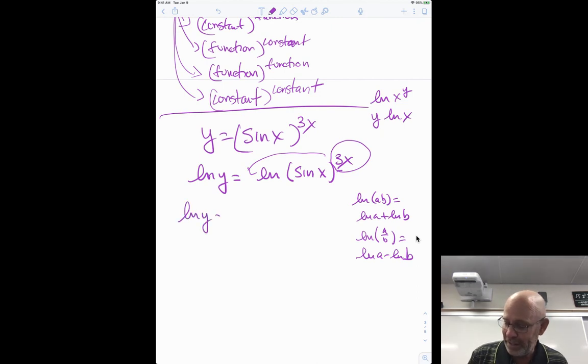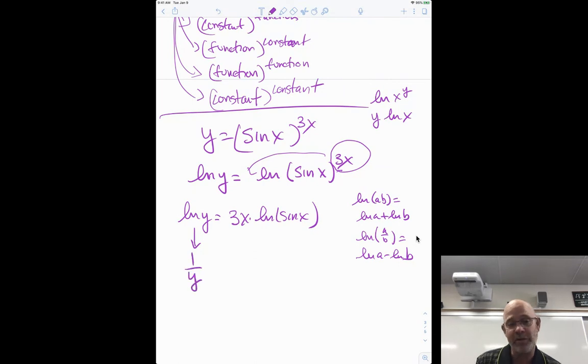So the reason I did this is so I can drop that power, 3x times the natural log of sine x. So now I can take the derivative implicitly because I got a y in there, but I just have a product rule on the right-hand side now, right? So it's really simple because that product rule is not exponential. I don't have to deal with it. So the derivative of ln y, be careful here, this is implicit. Derivative of natural log of something is 1 over that something, so it's 1 over y. But then because of the chain rule, I got to multiply it by y prime, or because of the implicit.